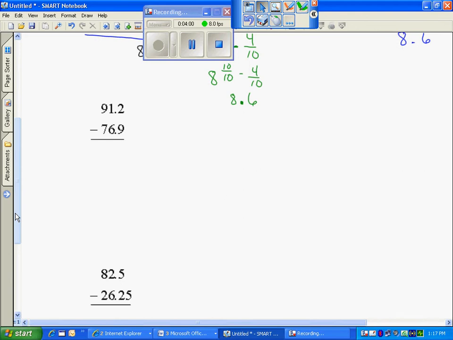Let's try a couple more. Using decomposition, 91 and 2/10 would be 90 plus 1 plus 2/10. 76 and 9/10 would be 70 plus 6 and 9/10. Now what we need to remember that we're doing here is we're subtracting each one of these. So if I had $90, I spent 70, excuse me, I would have 20 remaining. 1 spend 6 leaves me in the hole, 5.